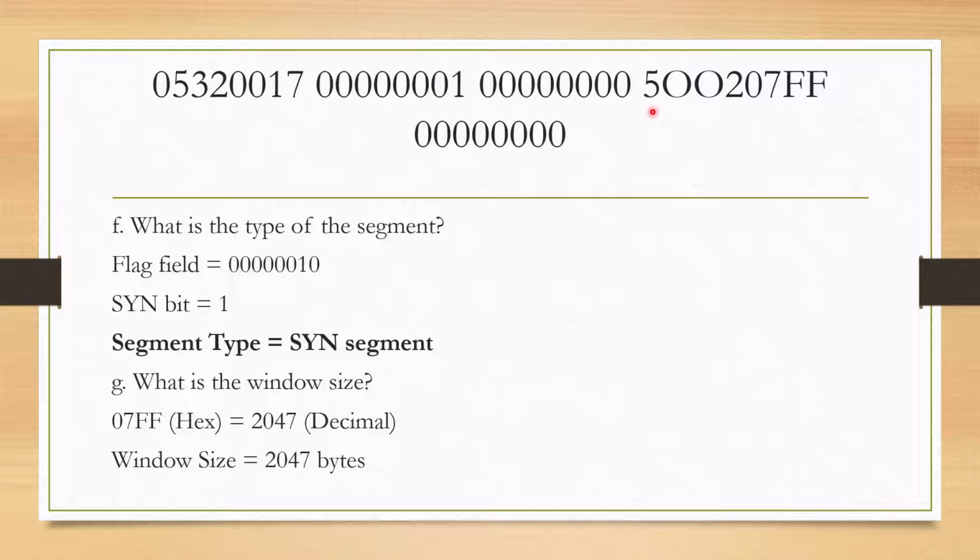Okay, 02. If we convert that 02 from 5002 into binary, we will get four zeros and 0010. For this you need to understand the TCP control flags, which I will show in the next slide. Whenever you get the flag field like this, your SYN bit will be 1, and the segment type will be SYN segment. Why? I will show the table. And the last one is window size, which is 07 of the last one. Just convert it into decimal and you will get the window size. That's all. Now let me show you the table.